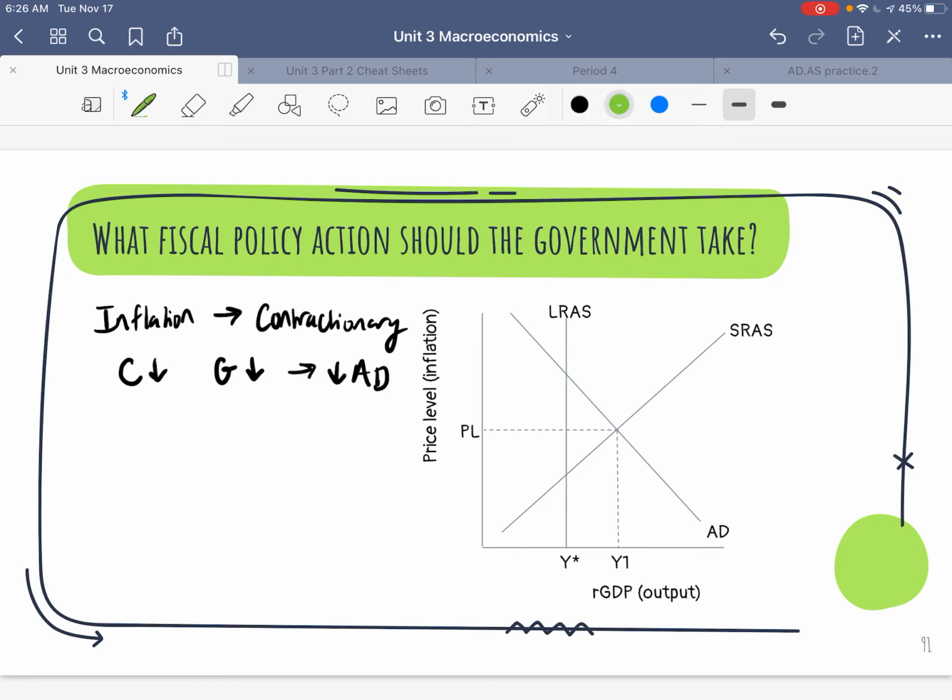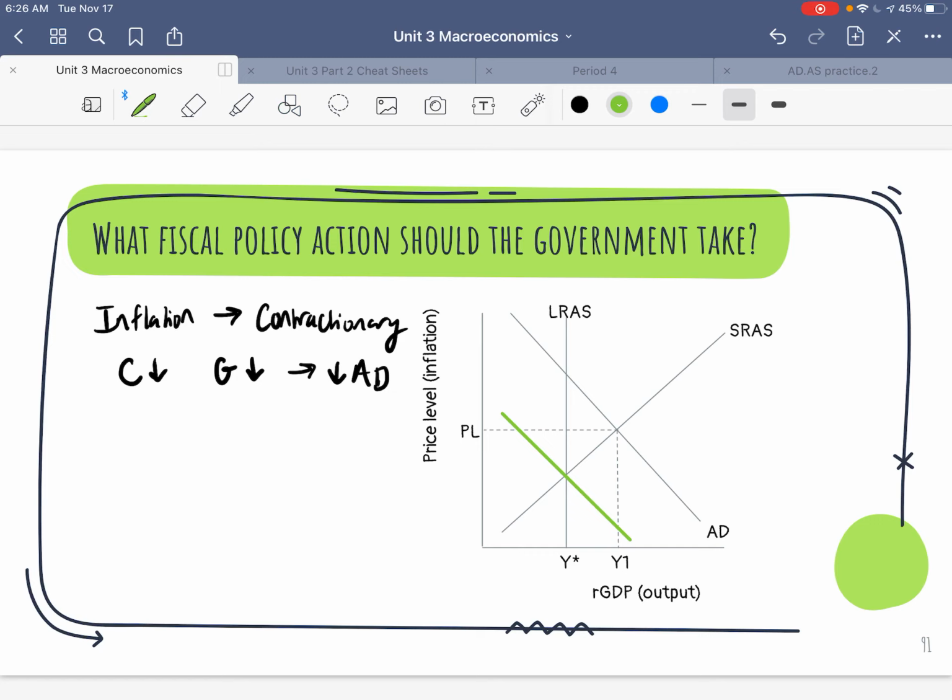So let's see what that would look like. We're trying to decrease AD and make it fit perfectly on that LRAS line. So if we decrease AD and try and find the perfect equilibrium where SRAS meets LRAS, oh, that was a horrible line. Let me try again. We would decrease it to about that point, okay?